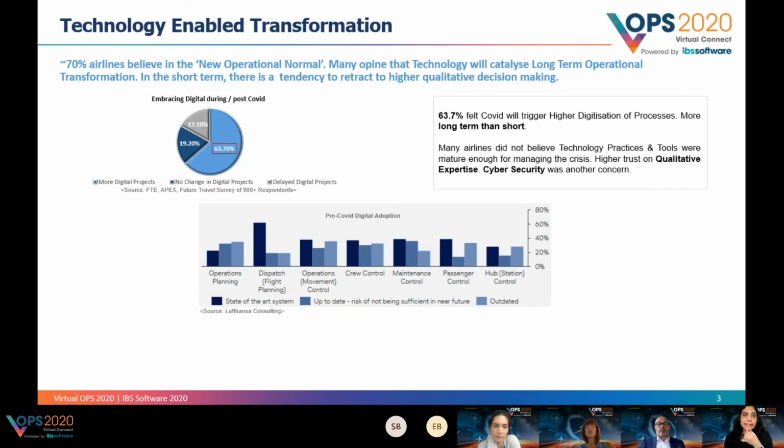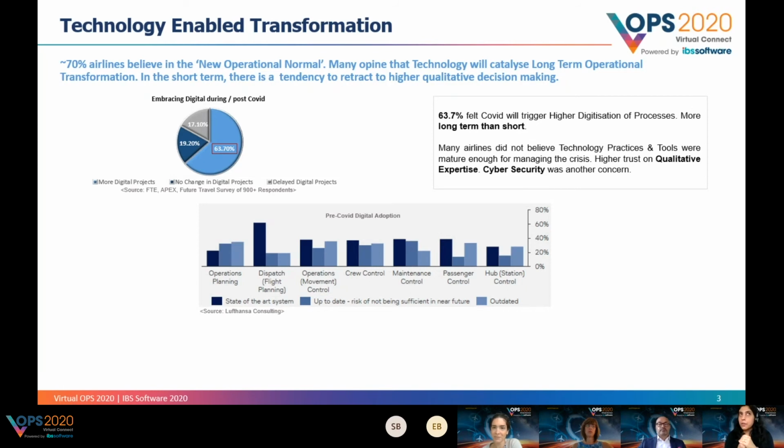Overall, one of the analyses conducted by FT and Apex checked with around 900 airline and airport professionals. What came out was that more than 63.7% of them believed that COVID and post-COVID situations would trigger more digital transformation and a rethinking of IT practices and IT infrastructure. The respondents seem to think it's going to be a longer-term usage of digital tools and practices rather than short-term, immediate emergency response usage.